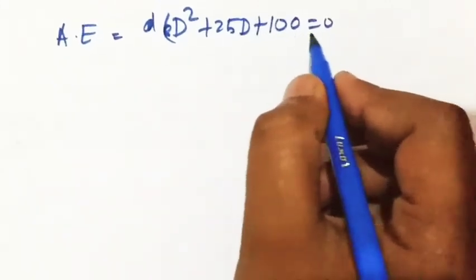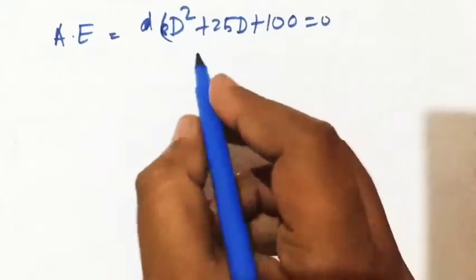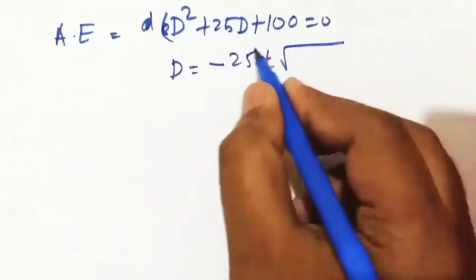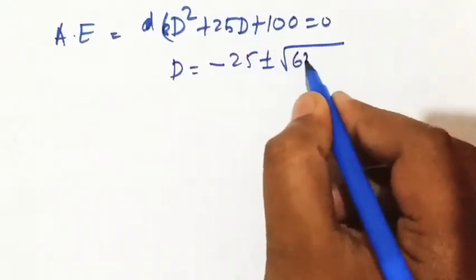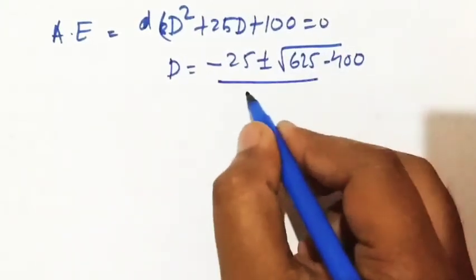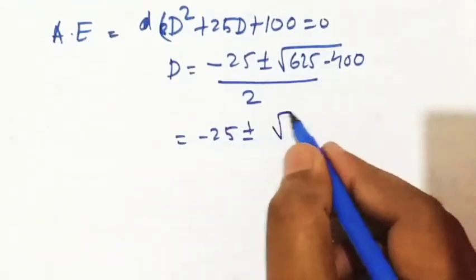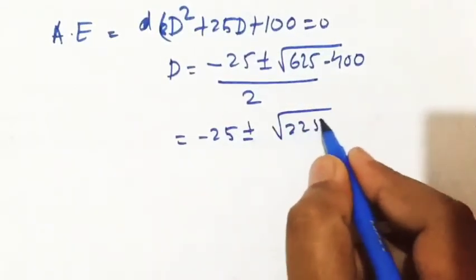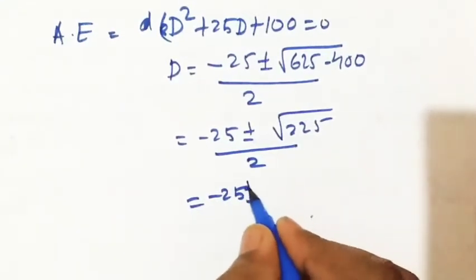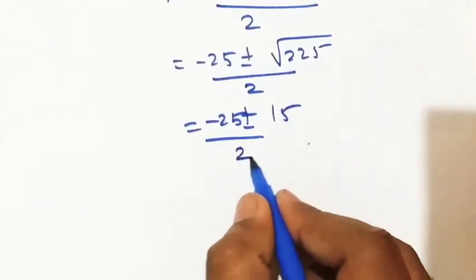Now the root of this polynomial can be obtained using the formula D equal to minus b plus minus square root of b squared minus 4ac, divided by 2a. 25 squared is 625, minus 4ac is 400, divided by 2a, that is 2. So minus 25 plus minus the square root of 625 minus 400, which is 225, by 2. So it will be equal to minus 25 plus minus the root of 225, which is 15, by 2.